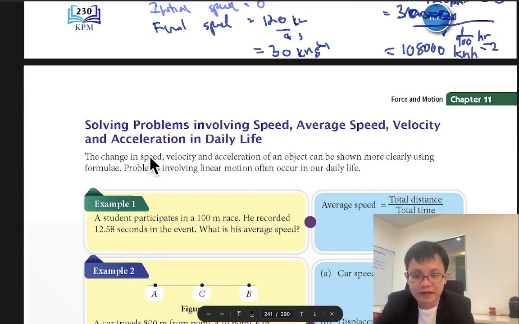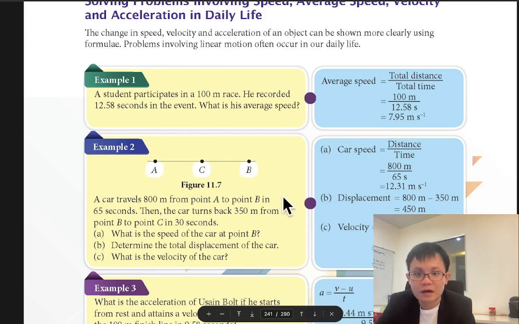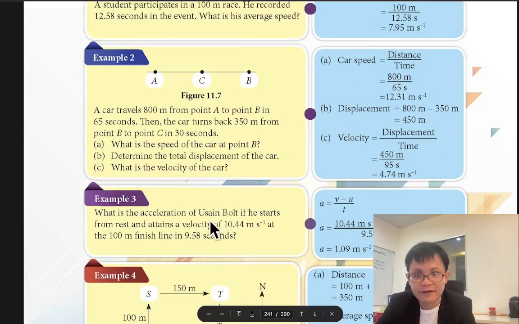So let's look at this. These are some examples you can read. A 100-meter race is recorded in 12.5 seconds. What's the average speed? Distance divided by time, you get 7.95. These are some of the examples. What is the speed of the car? This one you can do by yourself.